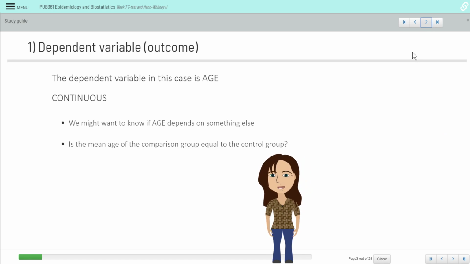So the process for hypothesis testing, the first step, we want to work out what is the dependent variable for this test. So this is not the main outcome of the research study, it's just the outcome that we're interested in for this test. In this case, the dependent variable is age, and this is continuous. And we want to know if age depends on something else, or is age the same in both the groups? We could phrase it a number of ways. So is the mean age of the comparison group equal to the control group?